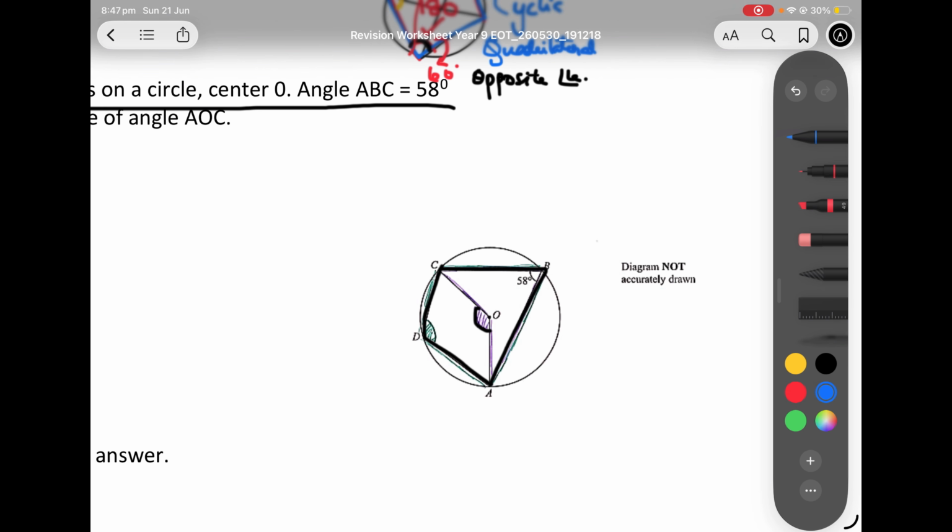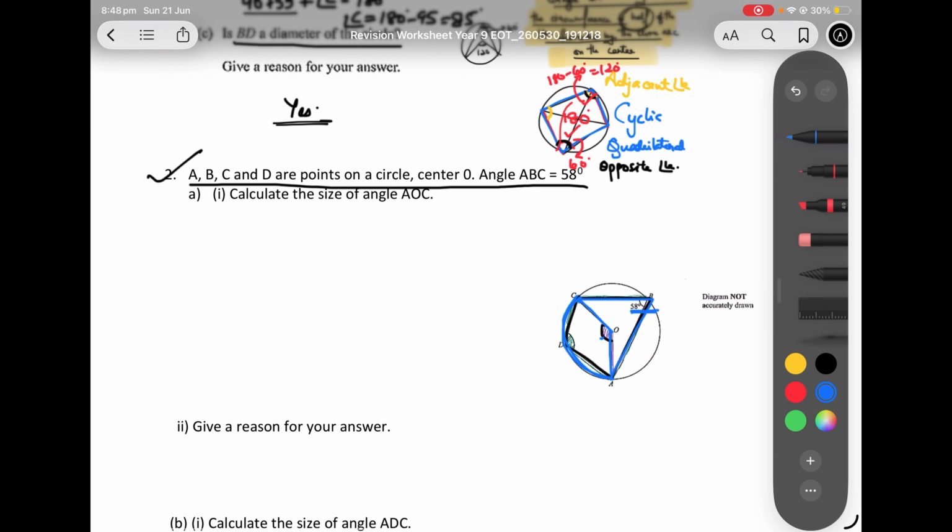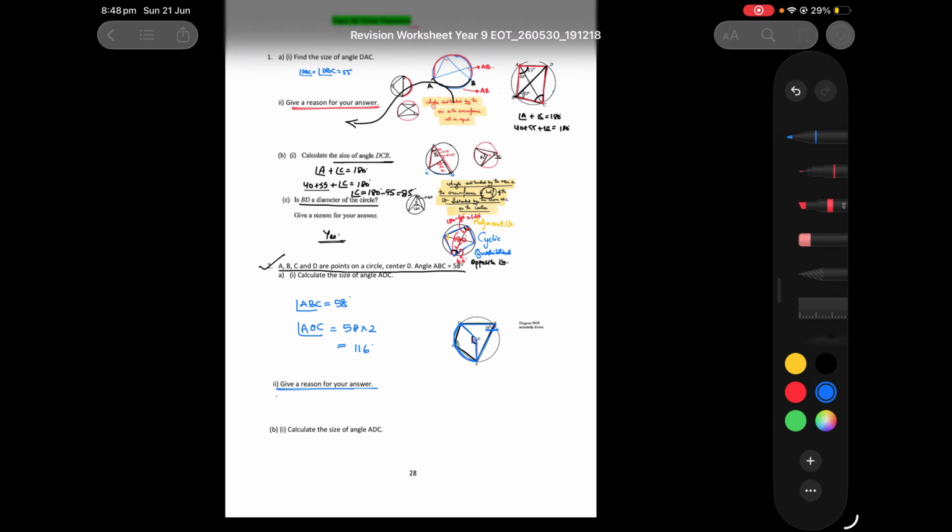So assume that this is the arc. When I have this arc, it is making an angle of 58 degrees, and the same arc is making an angle at the center. So if this is 58 here, this would be double of it. You'd write angle ABC is equal to 58 degrees, that is given to me. Angle AOC is equal to 58 times 2, or 58 plus 58, that becomes 116 degrees. This would be the answer.